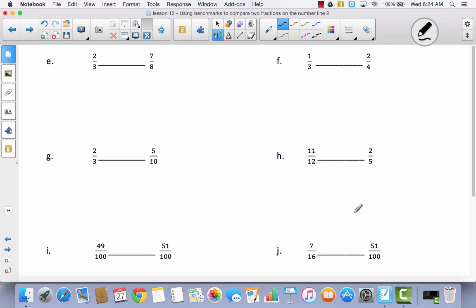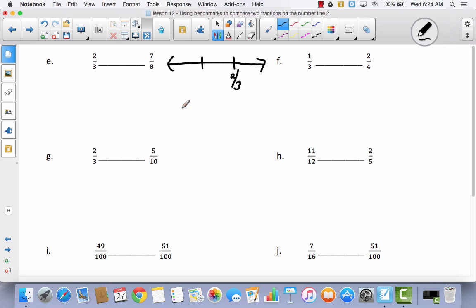All right, so now I have 2/3 and 7/8. So this time, I'm just going to partition it into thirds like this. So I've got 1/3 and 2/3. So this is my 2/3. Now let's think about 7/8 for a minute.